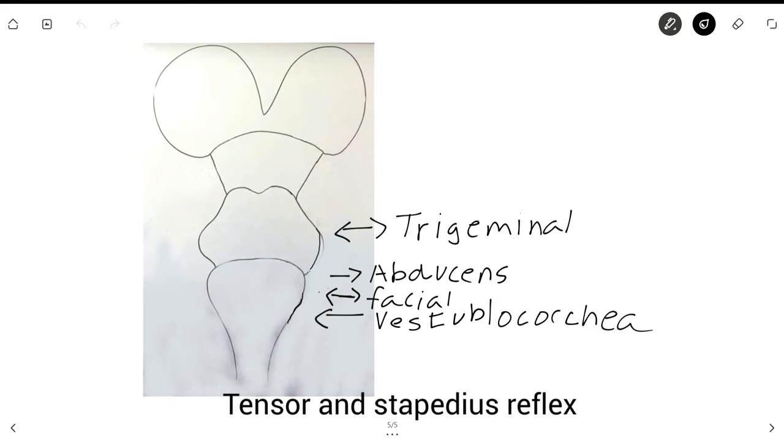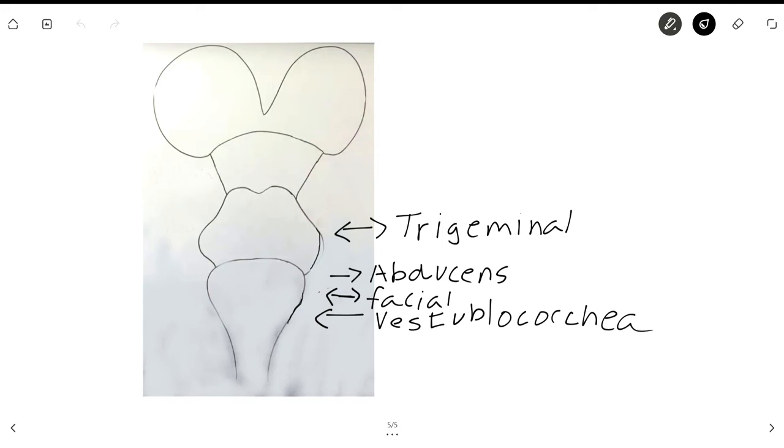This is a reflex that happens when there's a loud noise going into your ears. This reflex is sensed by the vestibulocochlear nerve, which senses the loud noise and tells the brain, and then the brain tells the trigeminal nerve to dampen the sound or contract the ear muscles so that your cochlea or your eardrum doesn't get damaged. So those are the three main reflexes that the pons deals with.